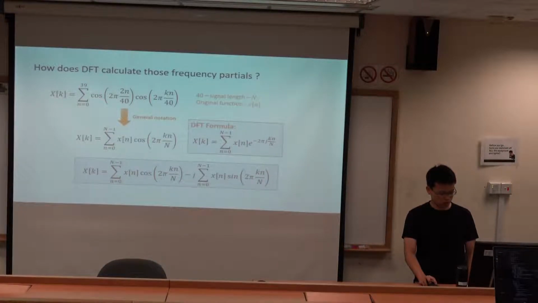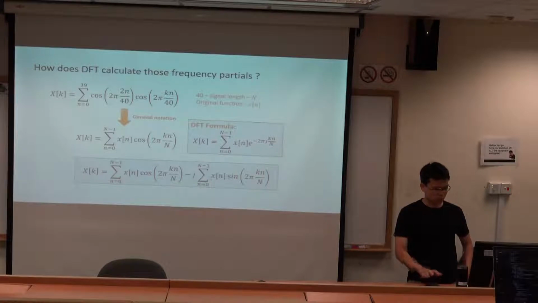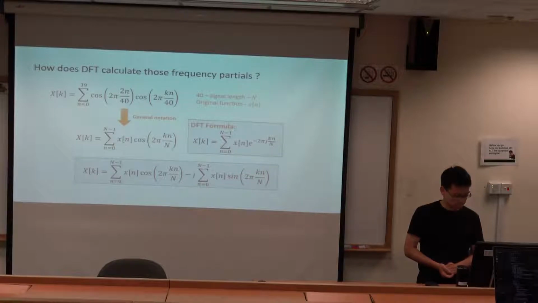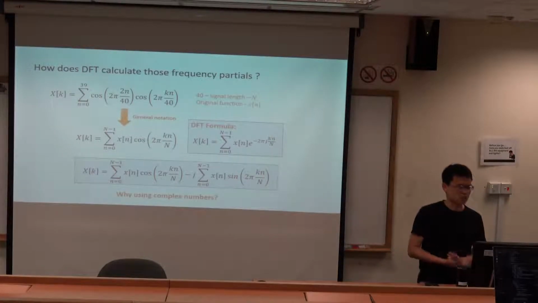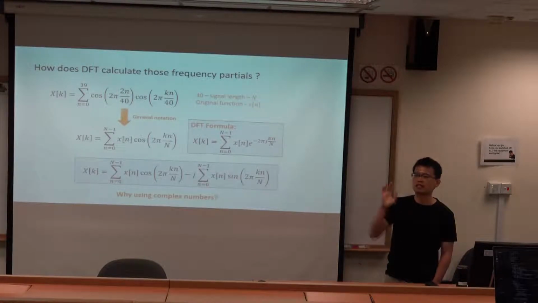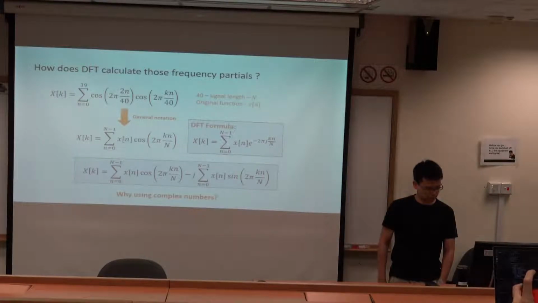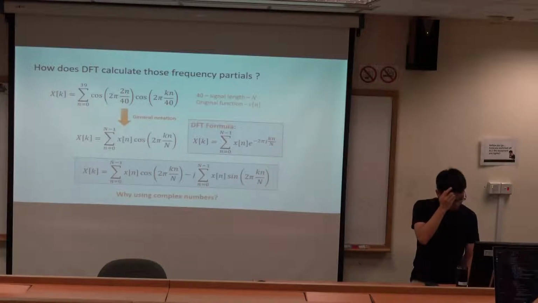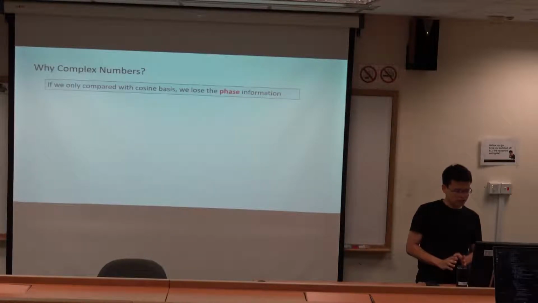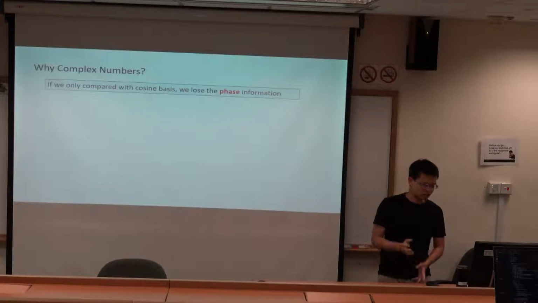However, what is this used for? Why do we want to use a complex number in DFT? Why use complex numbers? Do you have any idea? Anybody? Okay, don't worry. Let's move on. It's okay. Well, actually, if we only compare with the cosine basis, we lose the phase information.